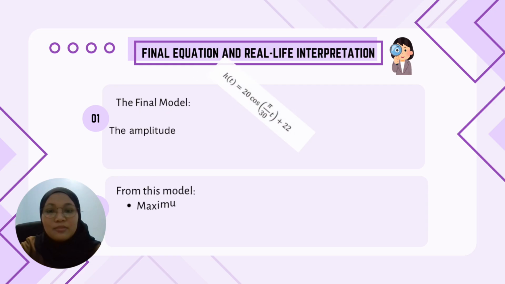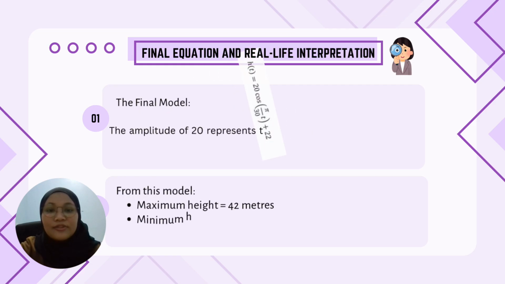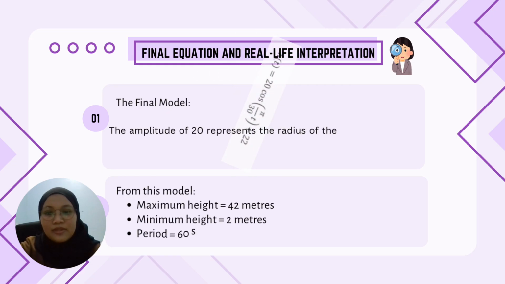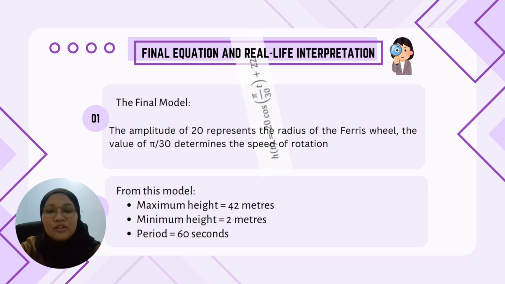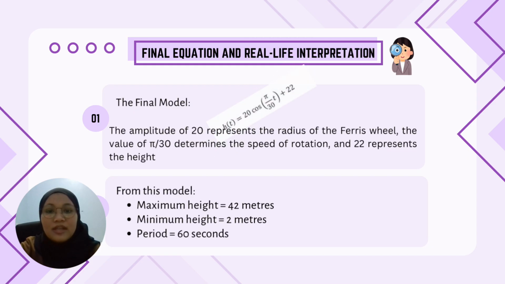Next, I will explain the final equation and real-life interpretation. The final model we got after the substitution process is 20 cosine pi over 30 t plus 22. This is the final equation that models the height of the passenger over time.